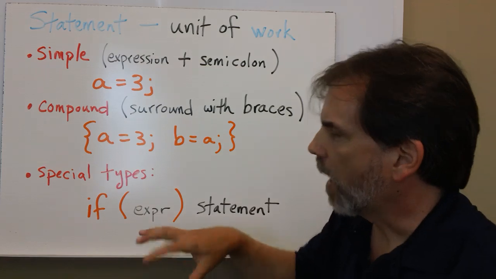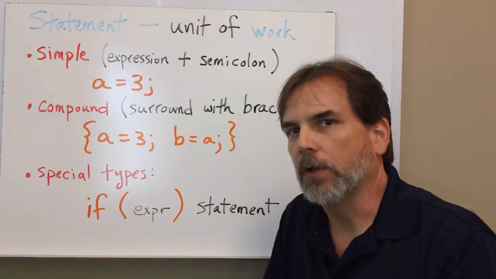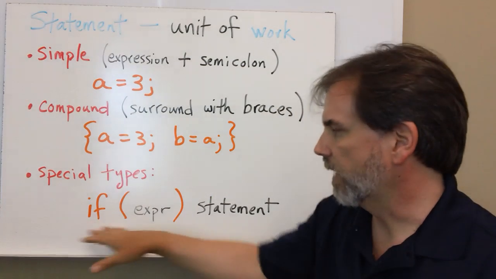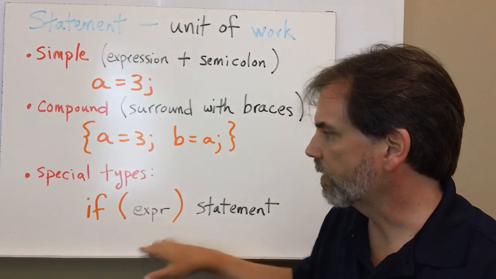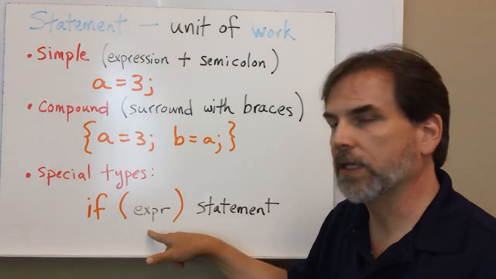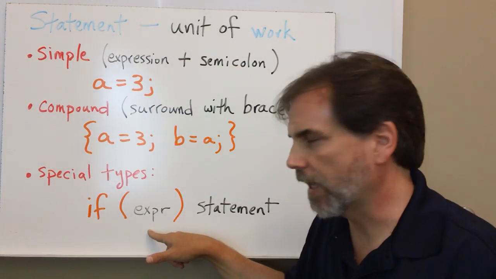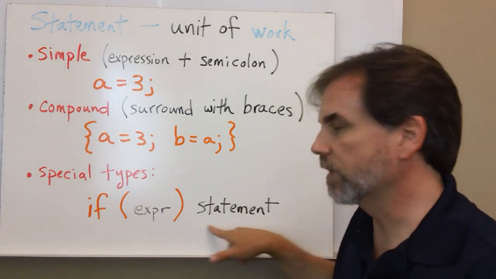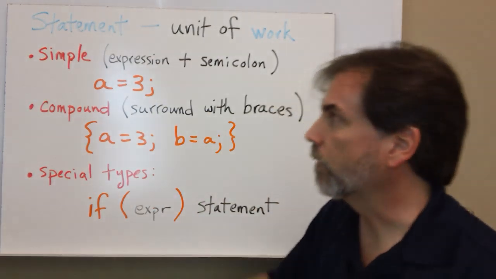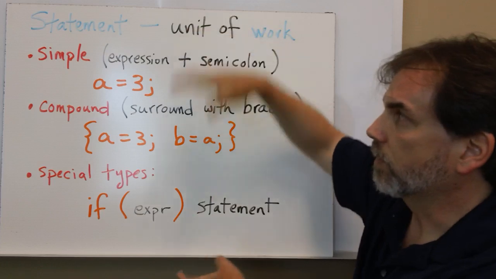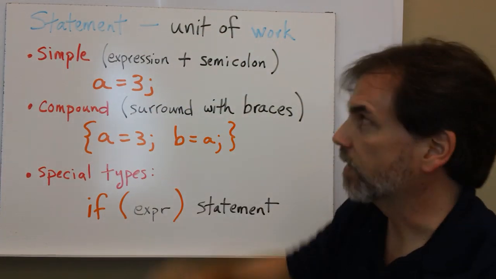Then we have other types of statements that we can build that we'll learn over time, and this is an example of an if statement where we have literally if, parentheses, and we have an expression, and we look at the value of that expression to decide if it's true, and if it's true, then we execute this statement. So we'll talk about these. These are special kinds of statements that we can build, and our functions are built out of sequences of these statements.